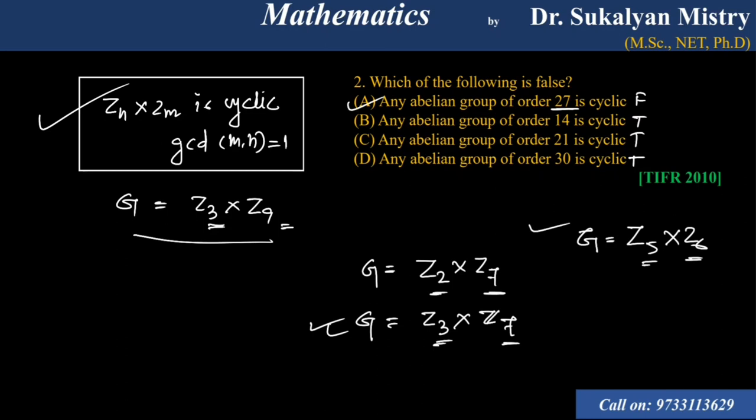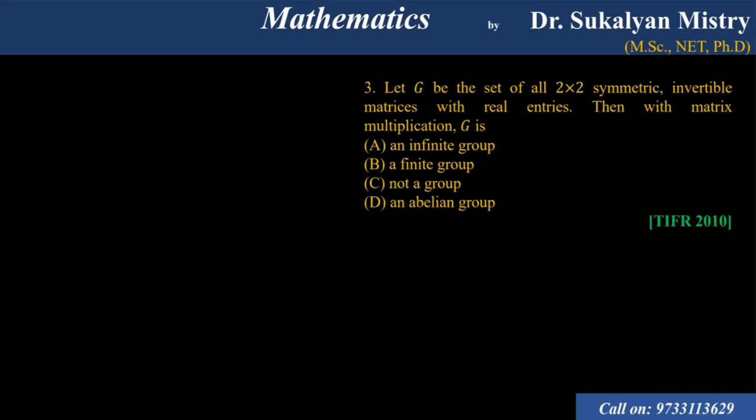Okay, so next problem. Let G be the set of all 2 cross 2 symmetric invertible matrices. That is important, symmetric and invertible with real entries. Then with matrix multiplication, G is an infinite group, a finite group, not a group, or an abelian group.